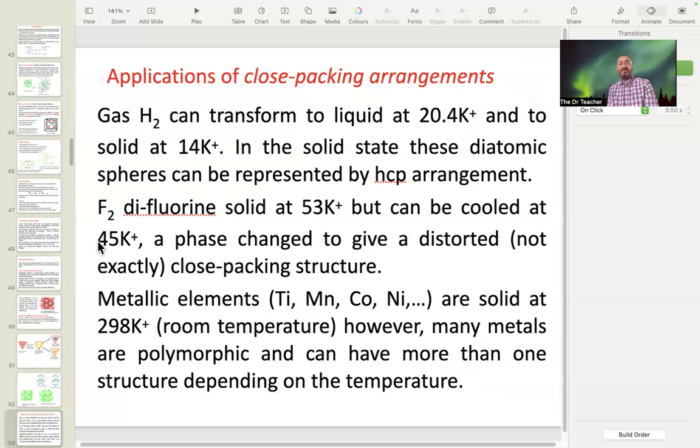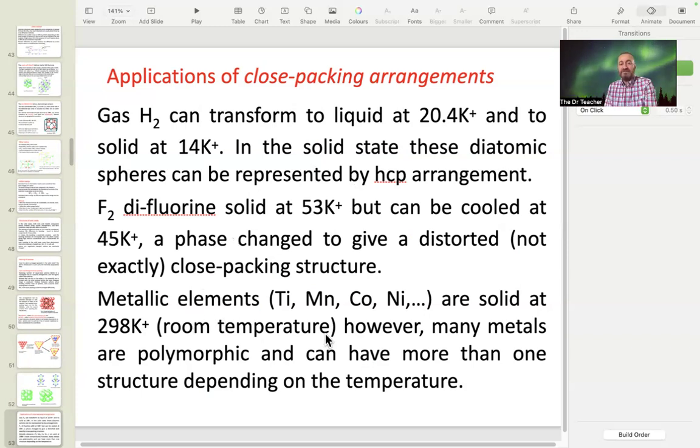Okay, then we can go to the application of close packing arrangement. We can see the gas of hydrogen transforms to liquid at 20 Kelvin and to solid at 14 Kelvin. In the solid state, these diatomic spheres can be represented by an HCP arrangement. Difluorine is solid at 53 Kelvin, but can be cooled down to 45, with a phase change to give a distorted, not exactly close packing structure. So there is a distortion in the close packing that could happen for some structures.